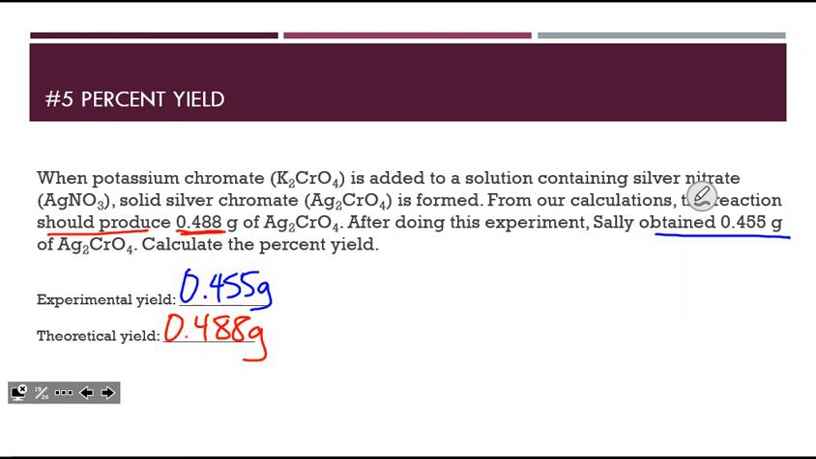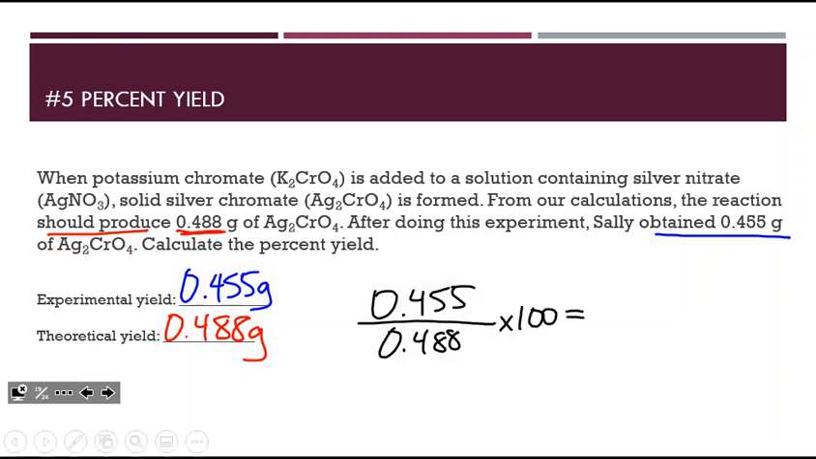Like so, okay? Now all you have to do to calculate it is do the experimental over the theoretical times 100, like so. Then you get your percent yield. So what do we get here for our percent yield?